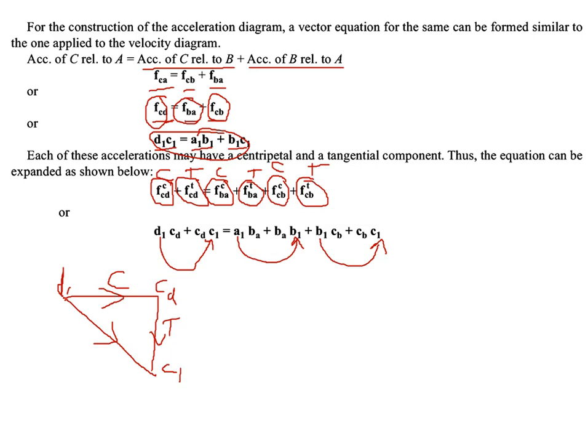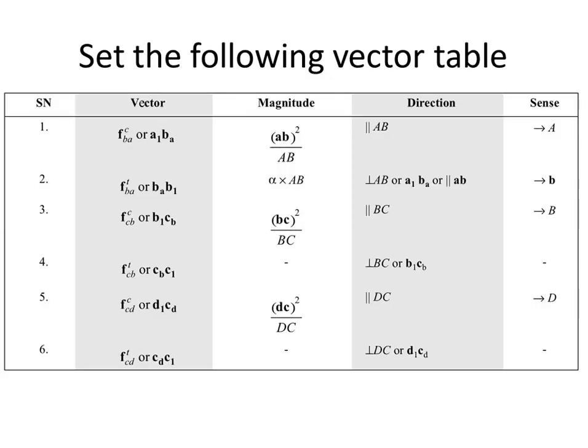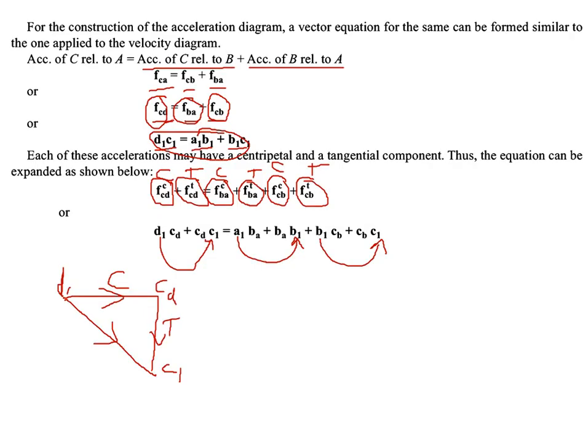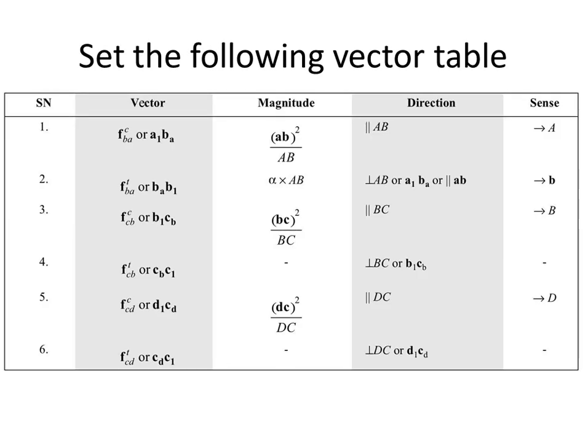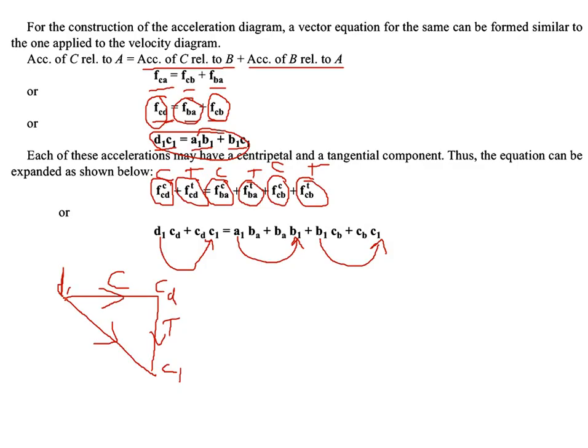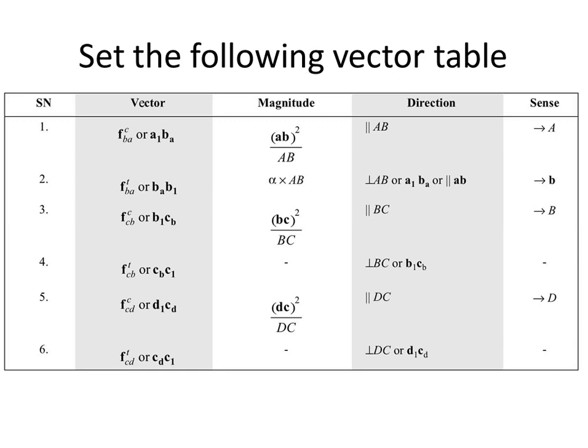To get all this, first we have to calculate these parameters in a table. So set the following vector table for this. First I will take the components, starting with the RHS side. First we take FCBA, that is the centripetal for BA. What is the centripetal for BA? It is nothing but A1 to BA. The vector you have to write like this. And what is the magnitude?